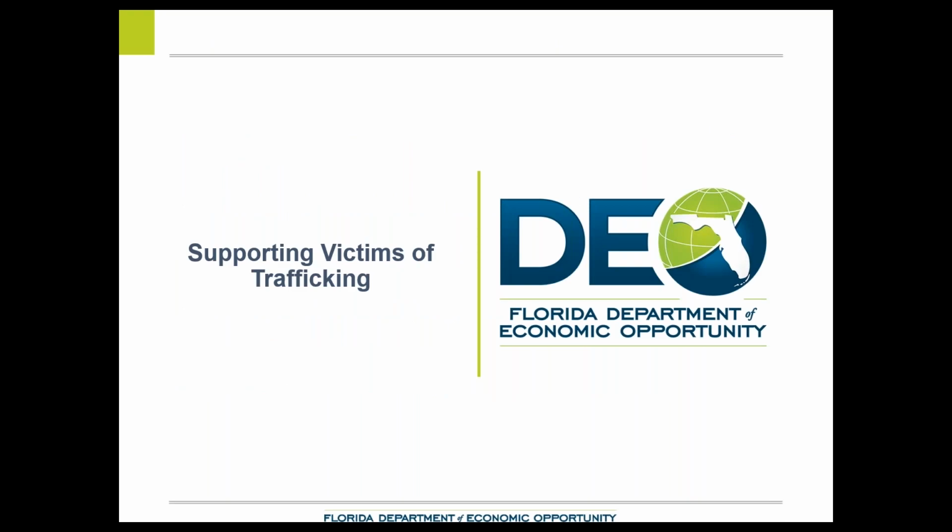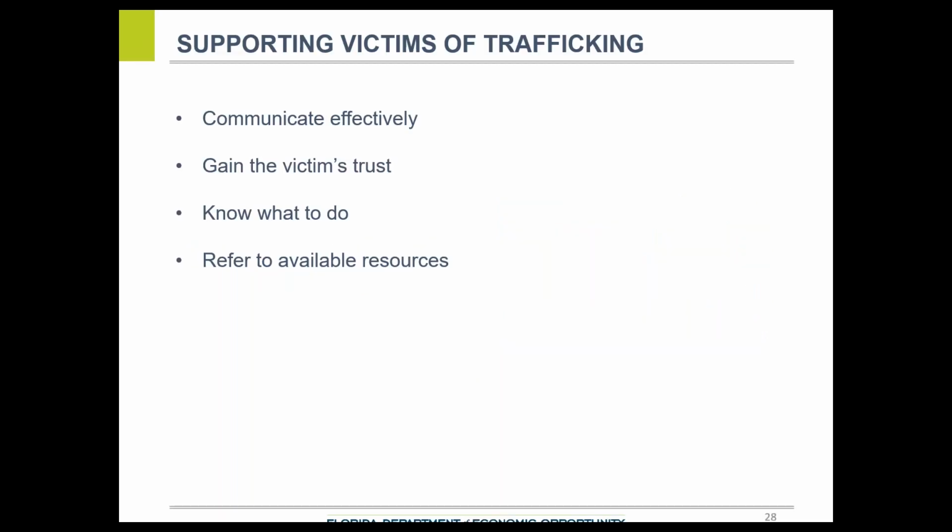So how can we support victims of human trafficking? There are several critical elements for supporting victims of trafficking. The first element is effective communication with potential or actual victims. The second element is gaining their trust. The first two elements will allow you to couple your awareness of the indicators with your ability to glean additional information from the potential or actual victim so you know what to do. Knowing what to do also includes referring victims to available resources.